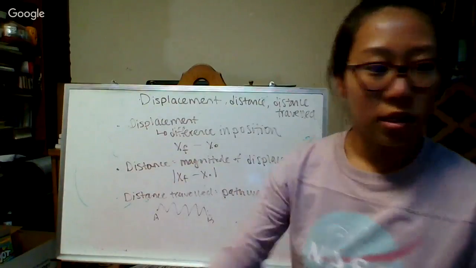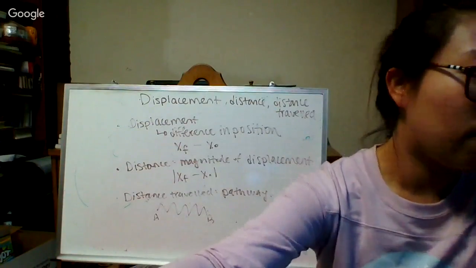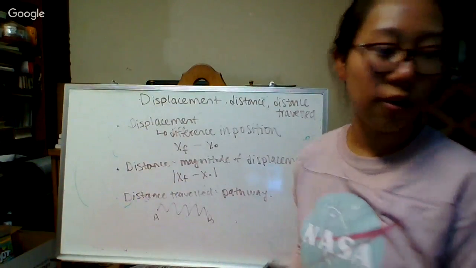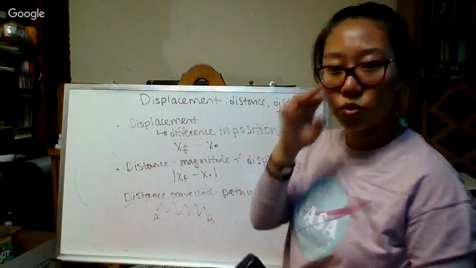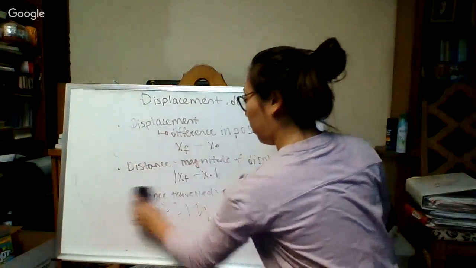Okay, I'm going to erase this and move on to average velocity and instantaneous velocity, just the definitions, so we're clear on the definitions between the two and a couple others.